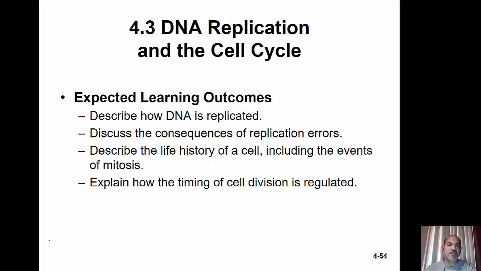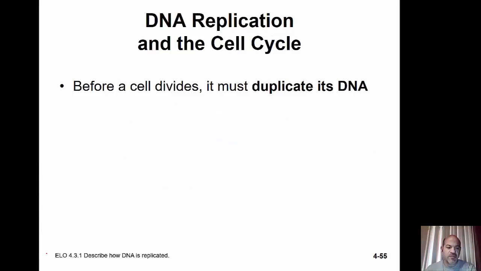Section 4.3 is on DNA replication in the cell cycle. These are the objectives listed in the notes I've posted online. We'll look at them one at a time. So our first objective of this section is to describe how DNA is replicated.